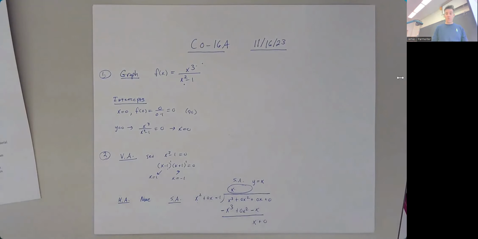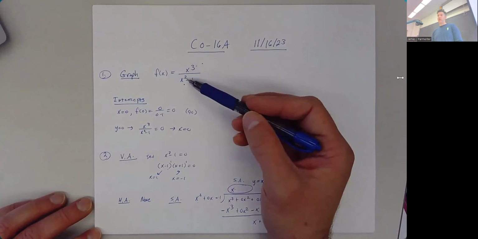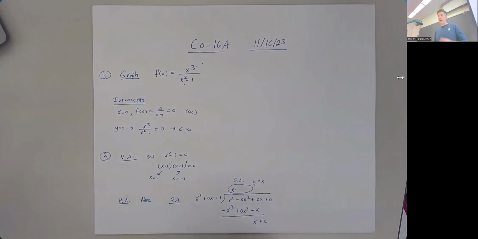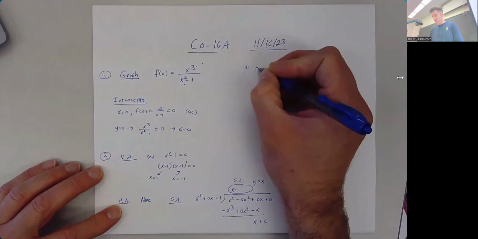If your rational function has a degree on top that is 1 larger than the degree on the bottom, then you know you're going to have a slant asymptote and you do this division. We'll do another example as well after this. So that's the usual stuff, and then we're going to find the first derivative stuff.